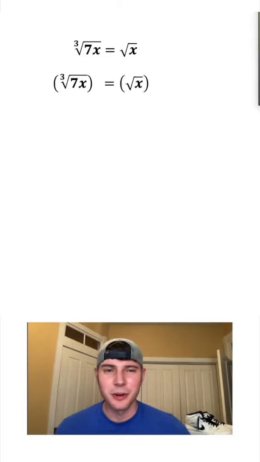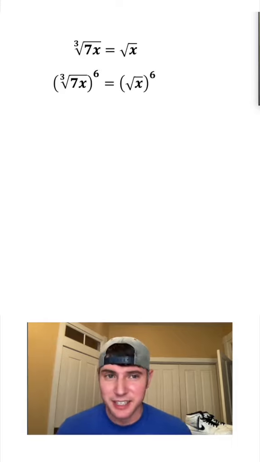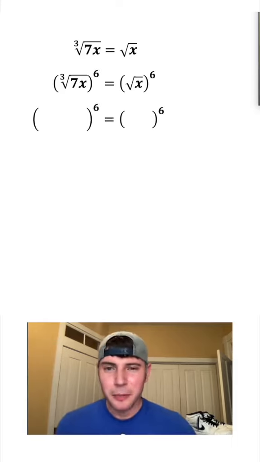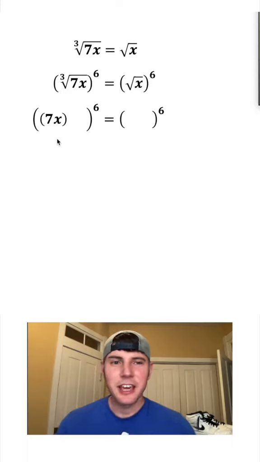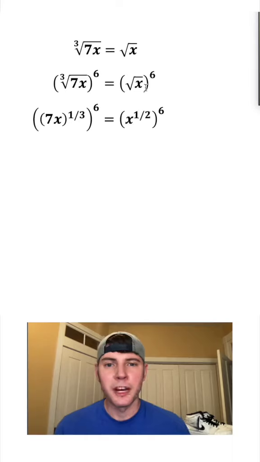Let's put some parentheses around both sides. We're going to exponentiate both sides to the power of 6, and you'll see in a second why we're doing that. So I'm going to copy down this 7x, and we can rewrite the cube root as a 1/3 exponent. And same thing on this side, we can rewrite the square root as a 1/2 exponent.